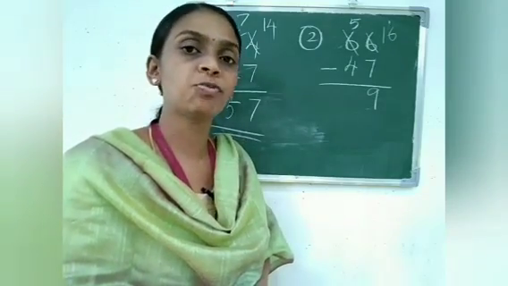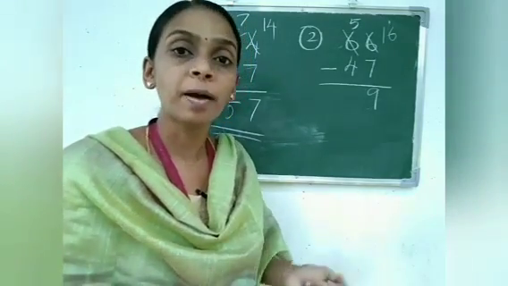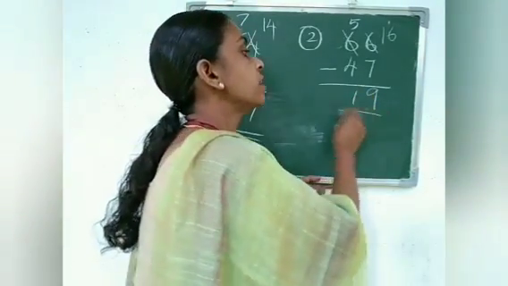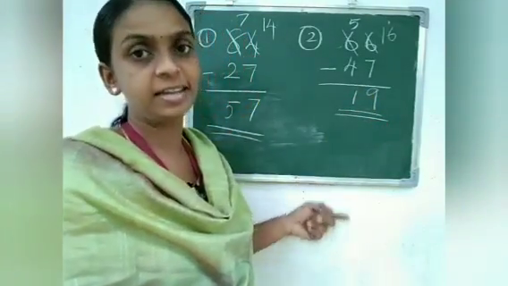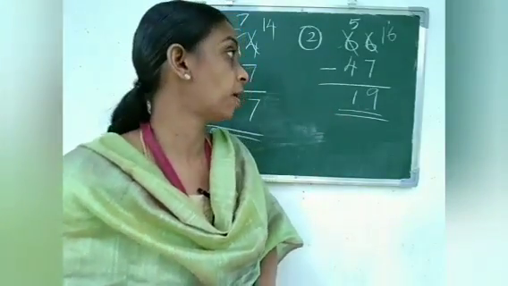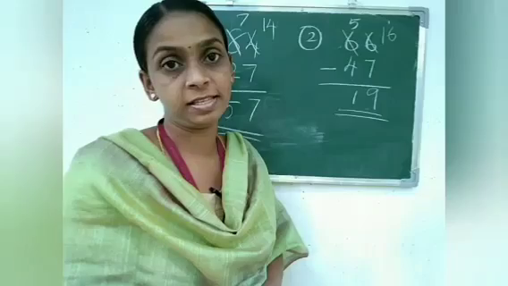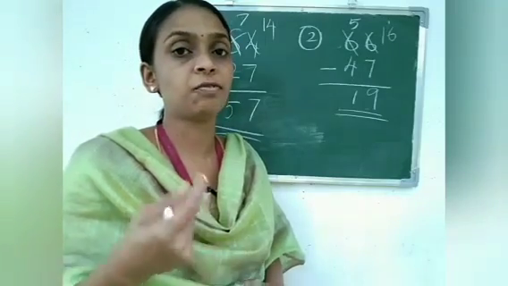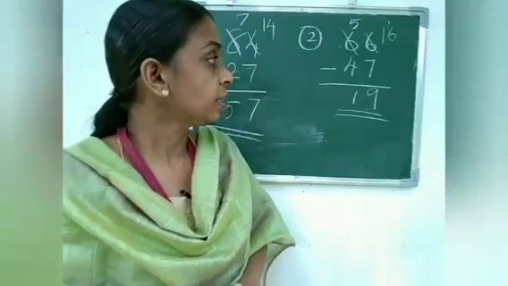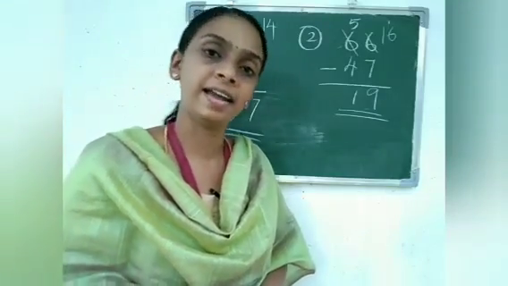We have to subtract 5 minus 4. 5 minus 4 is what? 5 minus 4 is 1. So what is the answer? 19 is the answer. So we subtracted 47 from 66. 66 minus 47 is the question, and we got the answer 19.